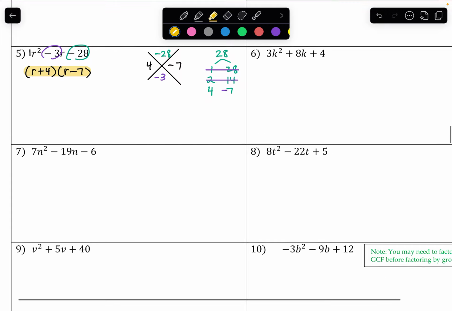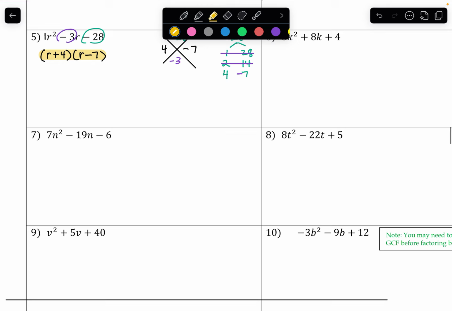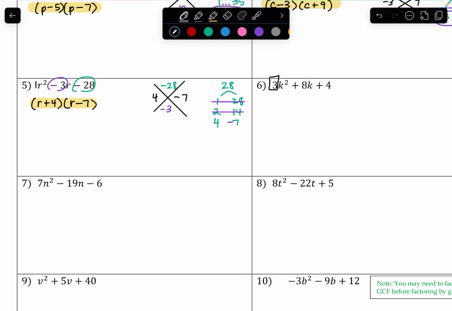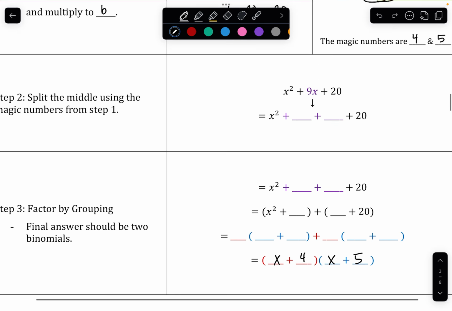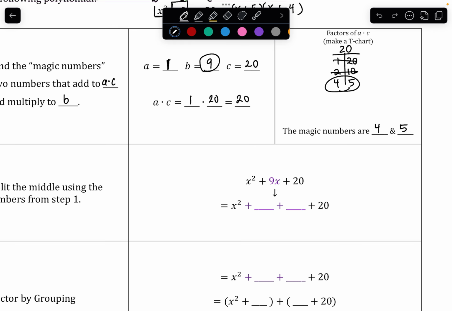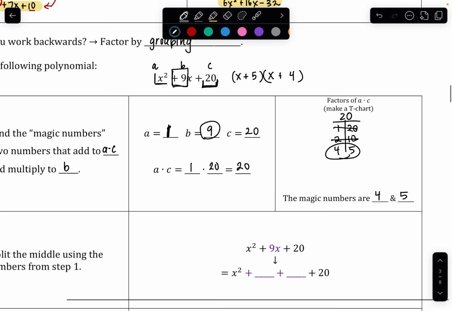Okay, so now in these next examples, 6, 7, 8, these each have a number in front of the squared term. And so we have some added steps whenever A isn't 1. So that's where we're going to go back to the beginning. And you still find the magic numbers by multiplying A times C. This time that number is going to be different than your C value because A won't be 1.